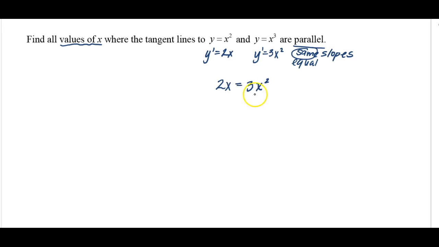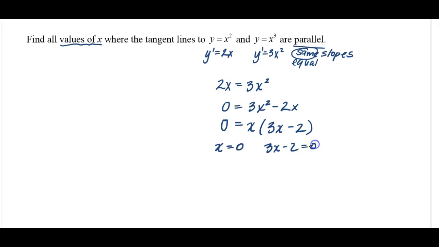And what I want you to remember right now is that we are not allowed to divide by x. So what we would need to do is set this equation equal to 0. So we have 0 equals 3x squared minus 2x. And then I would have to factor. So this is nice because they each have an x in common. So we have x, and then we have a 3x minus 2 left over. And now I have this product equal to 0, so I can set each piece equal to 0. So we have 3x minus 2 equal to 0.